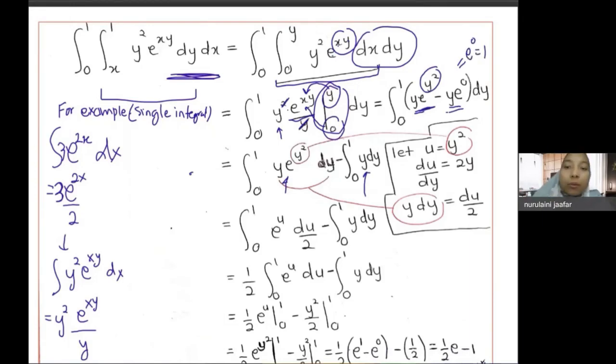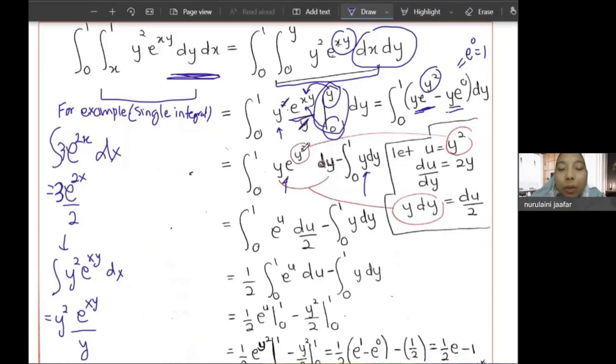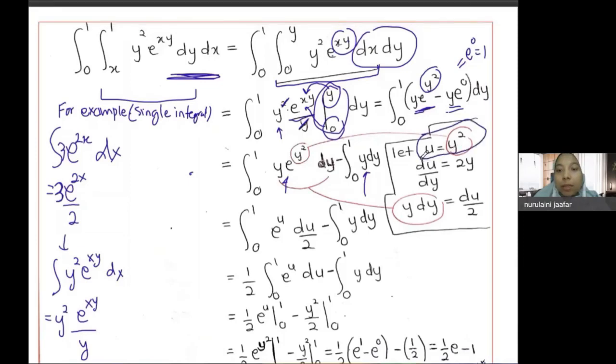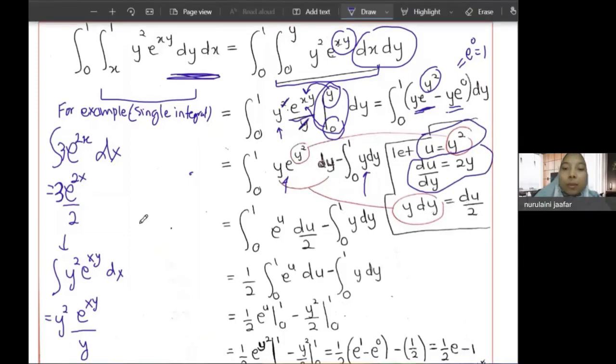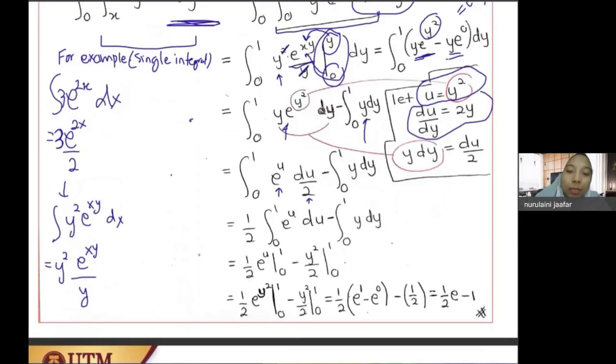And now you want to solve e^(y squared) y dy. If you want to integrate this one, we can use substitution. You let u equal to y squared and then du/dy equal to 2y. So you want to replace y dy, right? So y dy is equal to du over 2. And then you substitute everything, you will get e to the power of u du over 2. And then integrate as usual, you will get e to the power of u, with 1 over 2 outside, du.